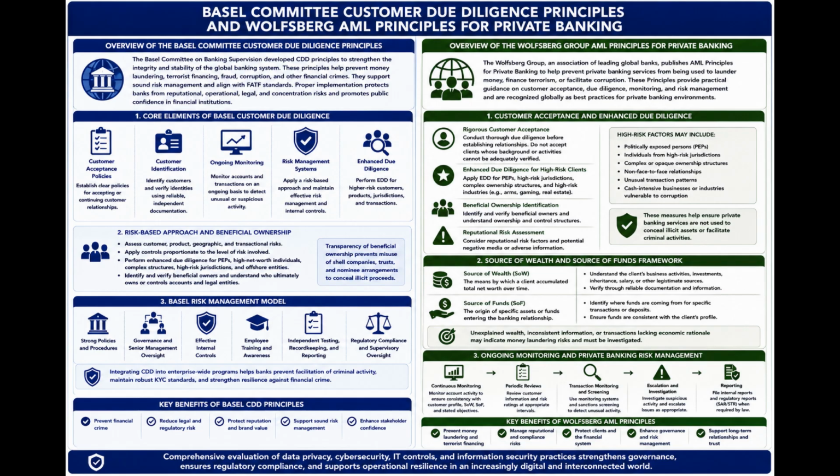The Wolfsberg principles emphasize that customer due diligence is not a one-time event but an ongoing process throughout the customer relationship lifecycle. Private banks should continuously monitor account activity to ensure transactions remain consistent with a customer's known profile, source of wealth, and stated objectives. Periodic reviews, transaction monitoring systems, sanction screening, and escalation procedures support effective oversight. Suspicious activities must be investigated and reported when appropriate.